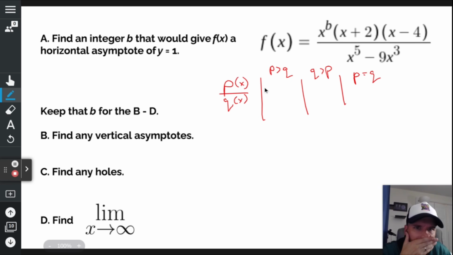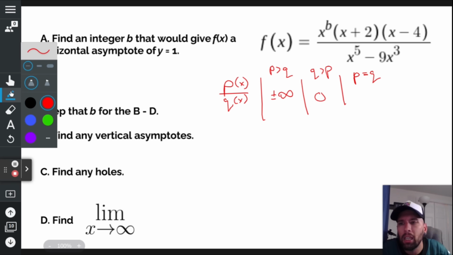So let's use common sense. If P was bigger than Q, that means this guy is greater than that guy, which means that has more x's than that, which means I'm going to approach one of the infinities. So this is not the option that we would use. When Q was bigger than P, that means I would have like x to the fifth, and maybe up here is x squared, and this approaches 0. So in a case like this, I need P equal to Q.